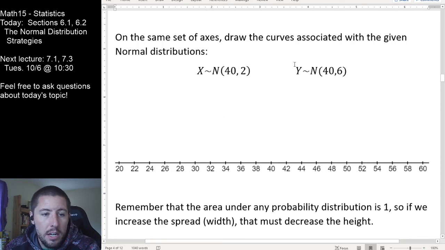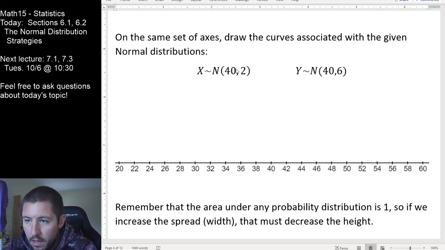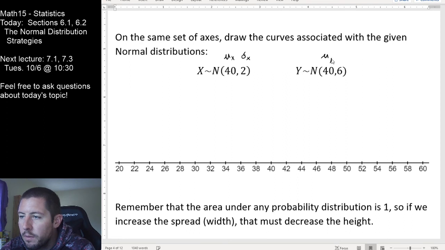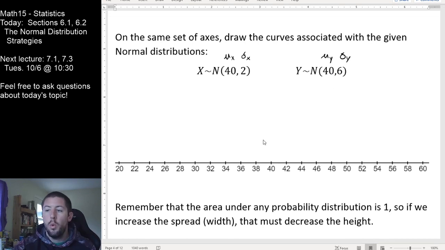Now you should notice in our second example, again, we're going to draw two on the same curve, but here's the difference. X has an average of 40, and so does y. X and y are both going to be centered at 40 for their average. The difference is that one is quite spread out with a standard deviation of 6, and the other is much less spread out with a standard deviation of 2. So what this means to me is that the y data should be far more spread out than the x data.